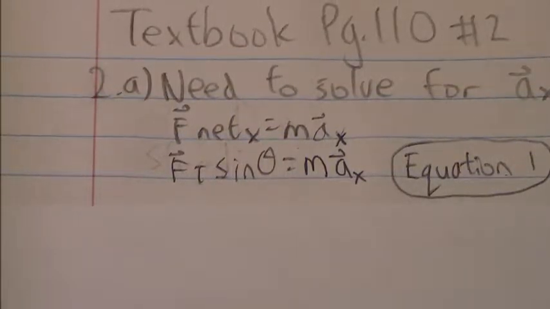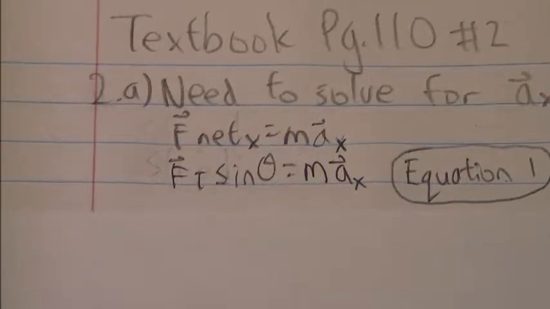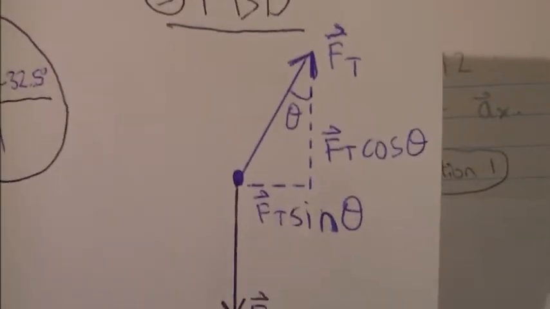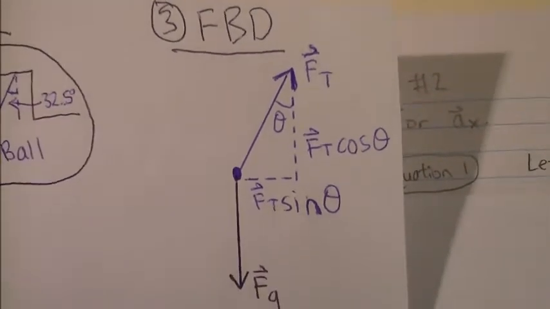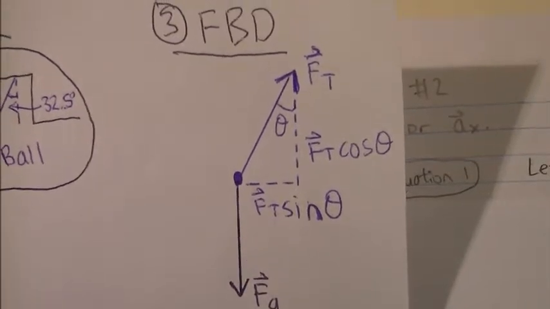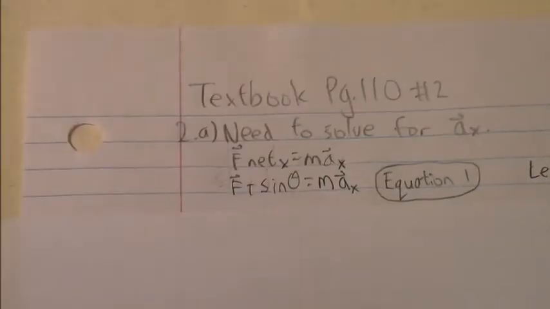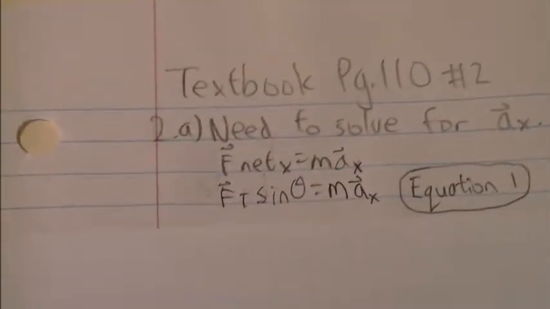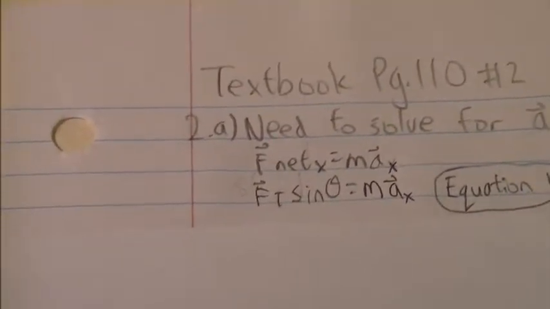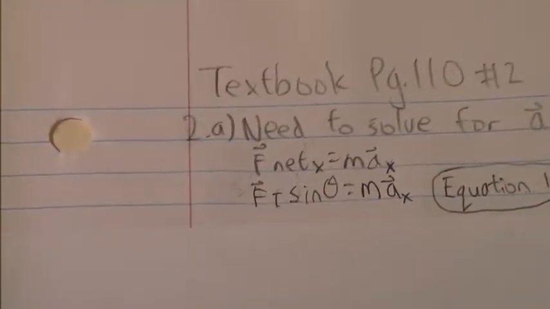So for this question, we need to solve for the acceleration in the horizontal direction. And we know that F net equals ma. So if we take a look at our free body diagram that we drew earlier, we can see that the only force acting in the horizontal direction is the horizontal component of the tension force, and that can be found with Ft sine theta. So for F net, we sub in Ft sine theta equals max, and that gives us equation number 1. And before we move on, let's let forward and down be positive.